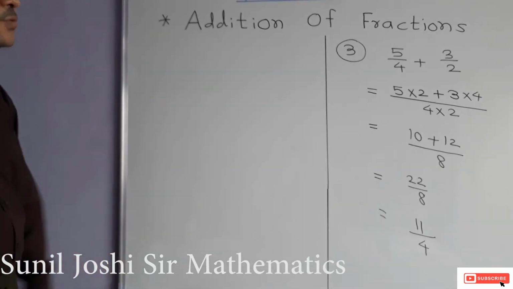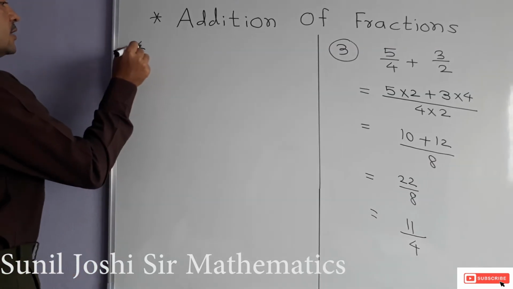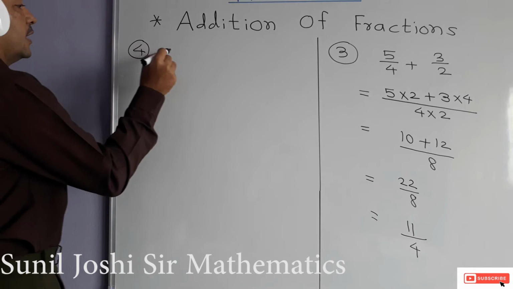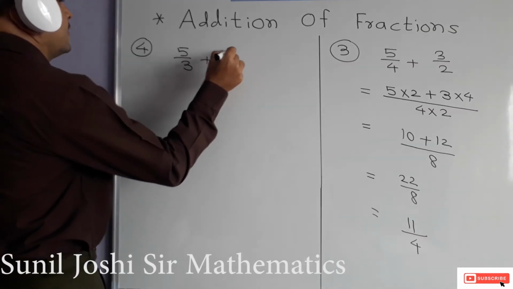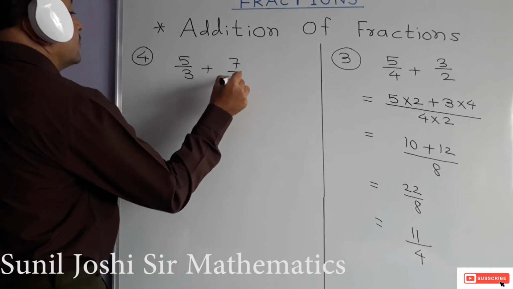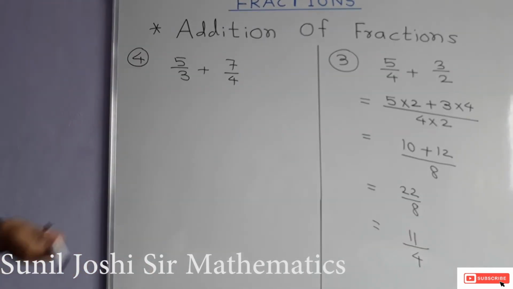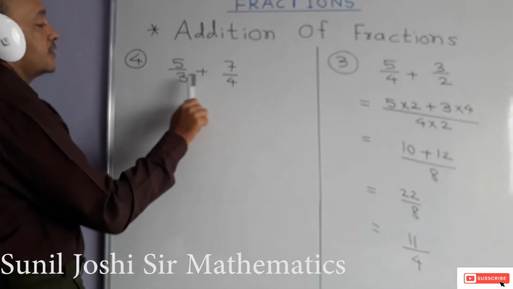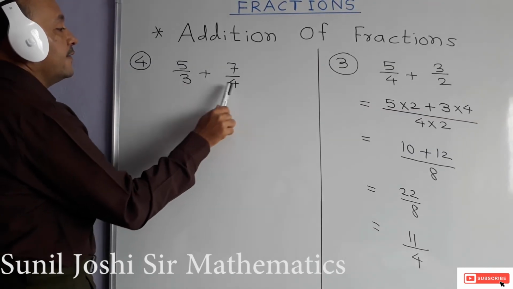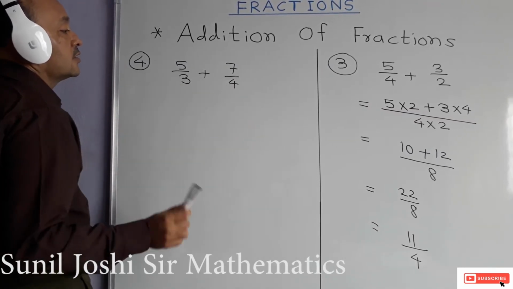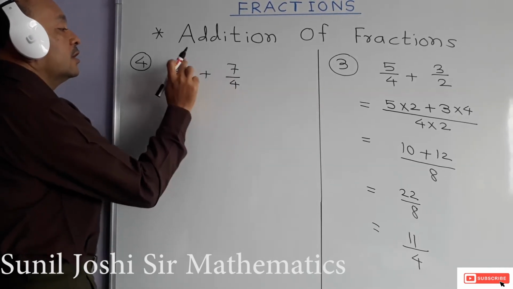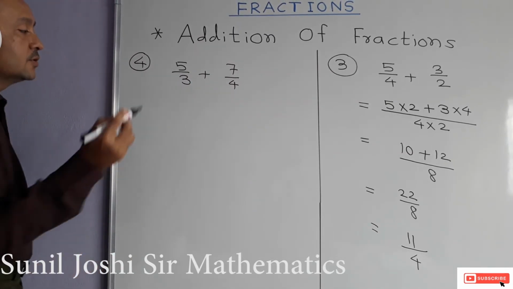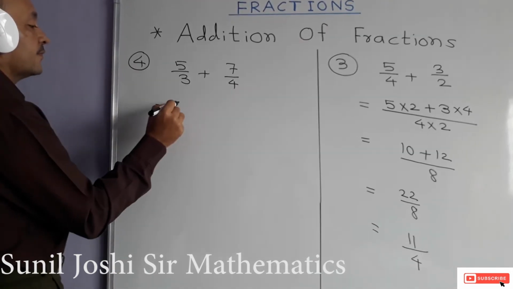Yes, let us go, students, for the next example. Example number 4. Say for example 5 upon 3 plus 7 upon 4 is an example. So you will see that 3 and 4, they are not same numbers, so denominators are different. So there are two methods. Either we will make the denominator same or we are doing the cross multiplication. So let us go to cross multiplication.